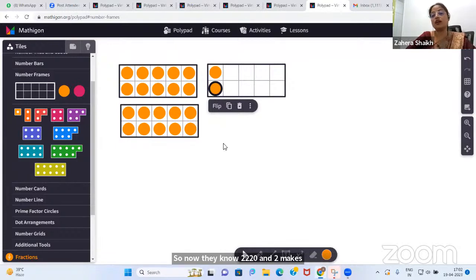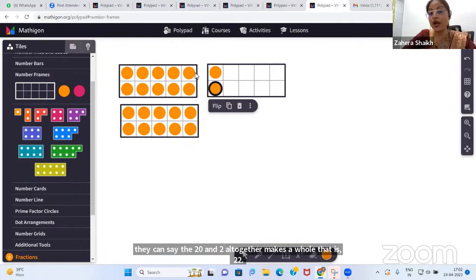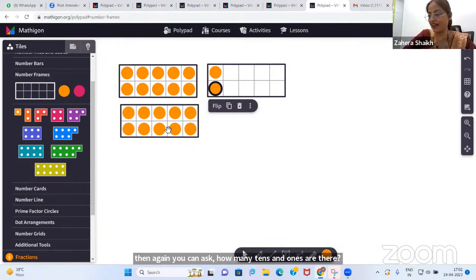And if you have this answer in the class, next you need to ask, what is the story? So let them think that I have 20 toffees in my right pocket and 2 toffees in my left pocket. Altogether, I have 22 toffees. And again, you ask them, what is the model? So they can say that 20 and 2 altogether makes a whole, that is 22. And then again, you can ask, how many tens and ones are there? Now, this is quite easy for them to visualize the number of tens that they have and ones as extras, right? So they can say, I have 2 complete tens, and 2 extras in it, right?